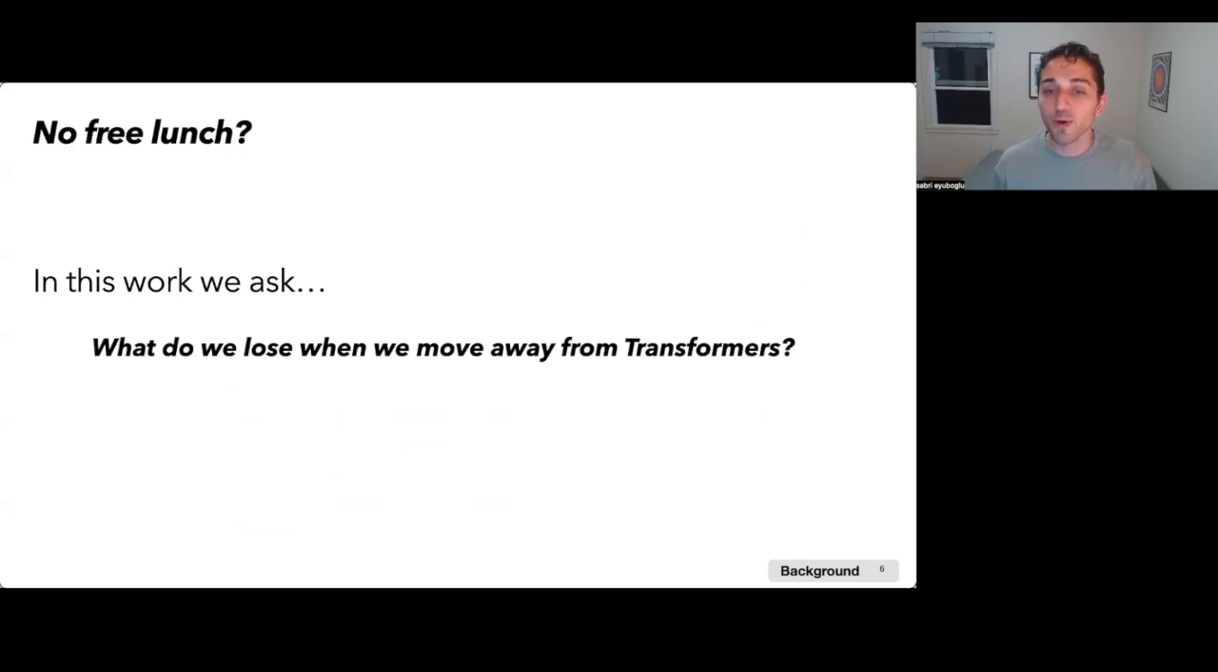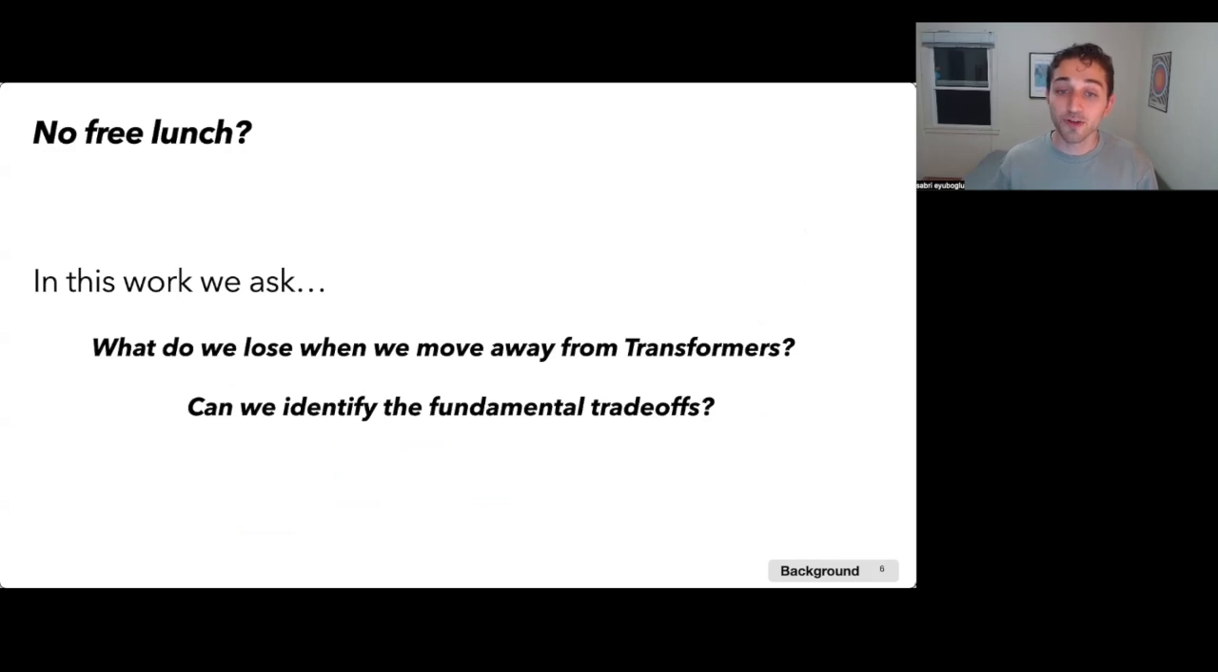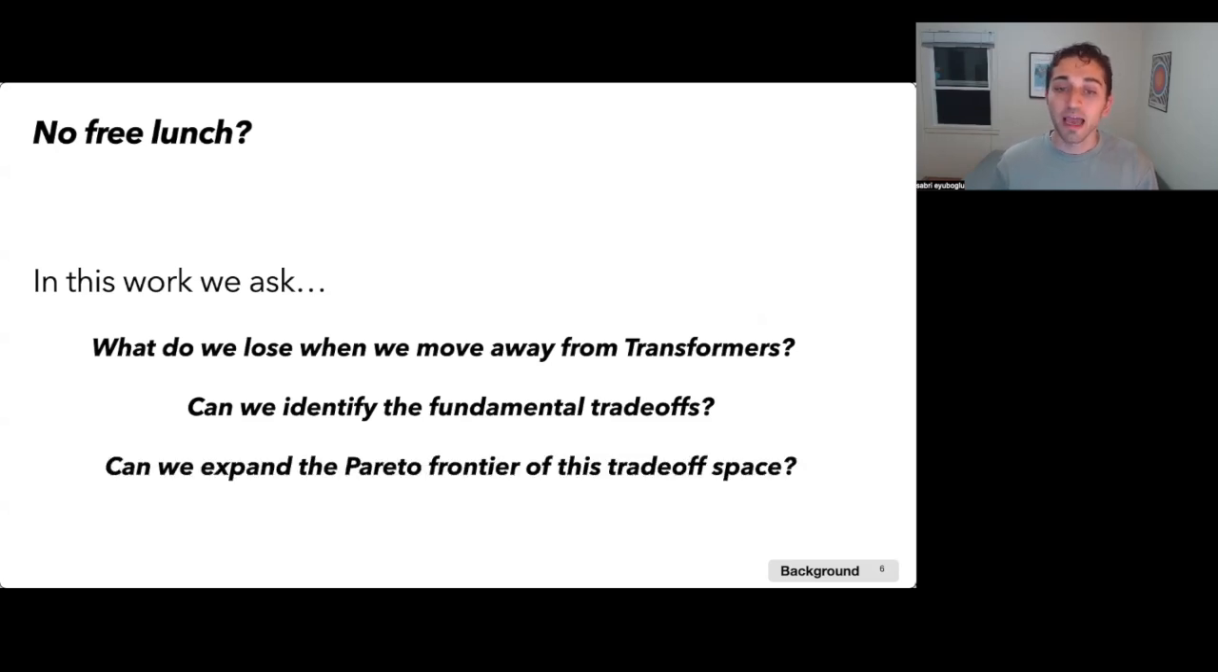In this work, we wanted to find out what exactly we're trading off when we move to these much faster architectures. Going one step further, we also try to characterize this as a smooth trade-off space controlled by a property or hyperparameter of the architecture. And finally, we're going to develop new architectures that are at the Pareto frontier of this trade-off space.